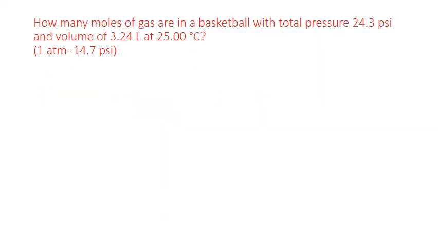So let's look at an example calculation using the ideal gas law. How many moles of gas are in a basketball with a total pressure of 24.3 psi and volume of 3.24 liters at 25 degrees Celsius? So we're given pressure, volume, and temperature, and we're asked to solve for moles. These are all the variables you will find in the ideal gas law.